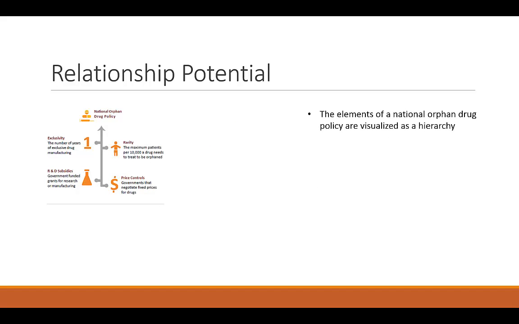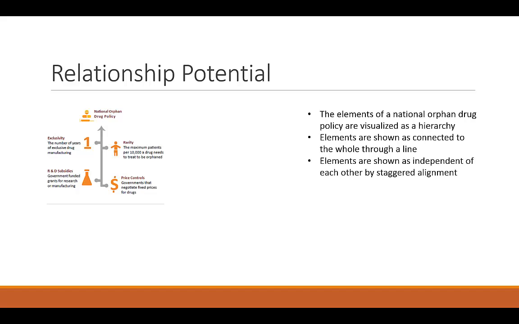The relationship potential between those individual policies is shown by how they roll up into a national drug policy that is composed of its component parts. This roll-up is demonstrated by having a line connecting those icons to a national drug policy, and the independence of those national drug policies has been visually displayed by having the alignment staggered rather than connected in a traditional hierarchical diagram.